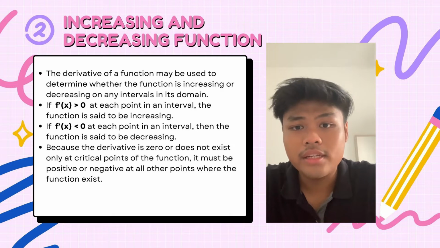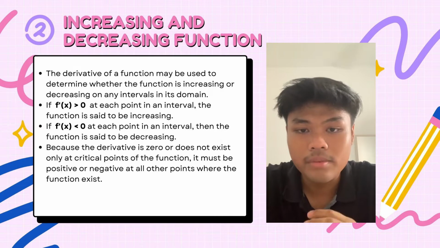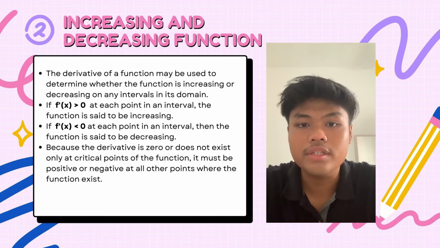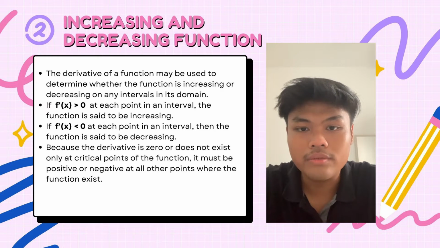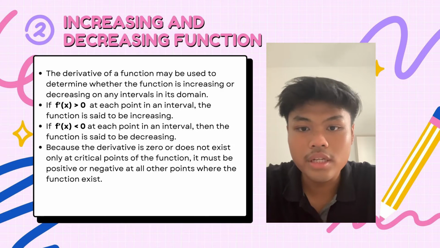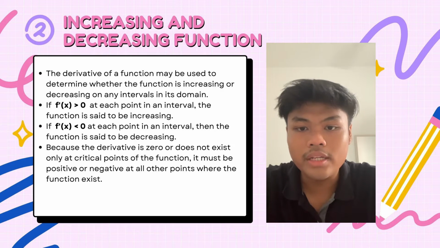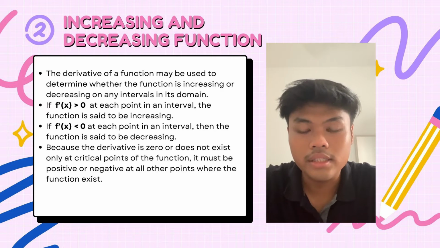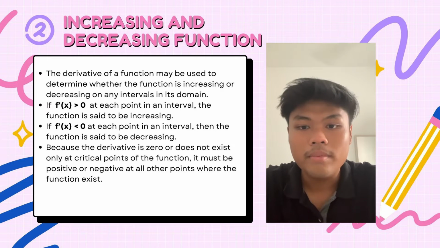Next is increasing and decreasing function. The derivative of a function may be used to determine whether the function is increasing or decreasing on any interval in its domain. If f prime x is more than 0 at each point in an interval, the function is said to be increasing. If f prime x is less than 0 at each point in an interval, then the function is said to be decreasing. Because the derivative is 0 or does not exist only at critical points of the function, it must be positive or negative at all other points where the function exists.